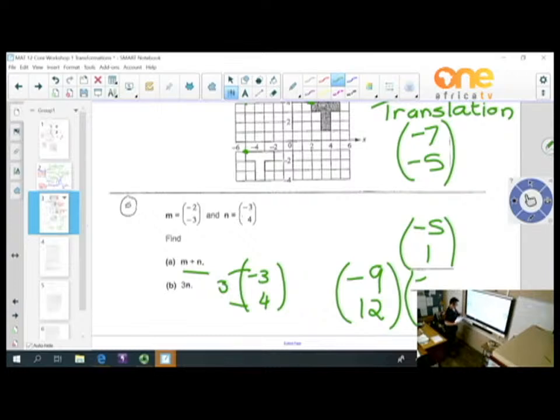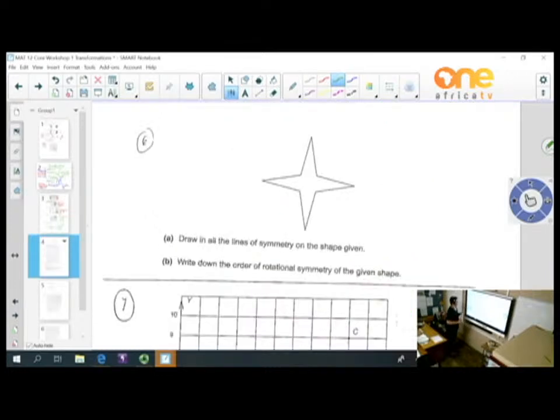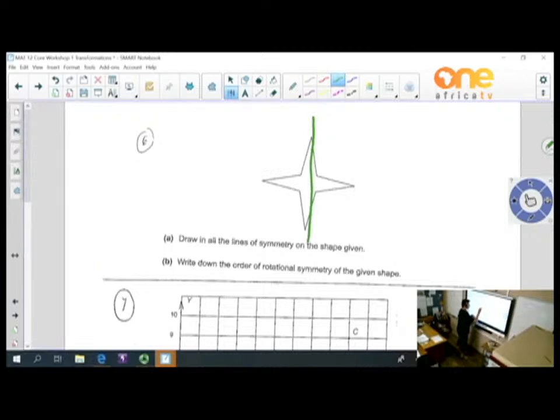Right, let's turn around. The next question, question 6. Draw in all the lines of symmetry on the shape given. So that means how many lines can you fold it on? It will be those 2, but look there and there will also be lines of symmetry. And now the question is, what is the order of rotational symmetry? How many times can I turn it around? There's 4 lines of symmetry, so the order is going to be 4.